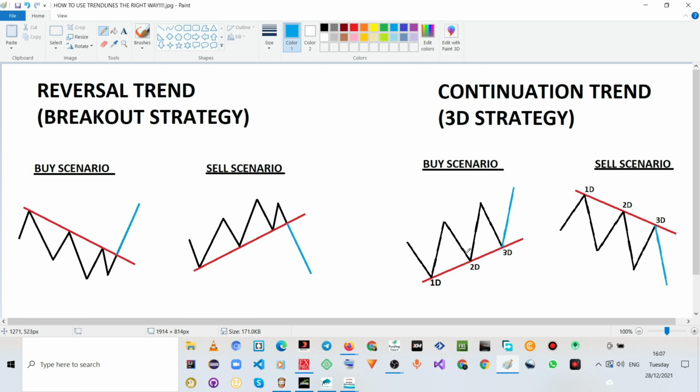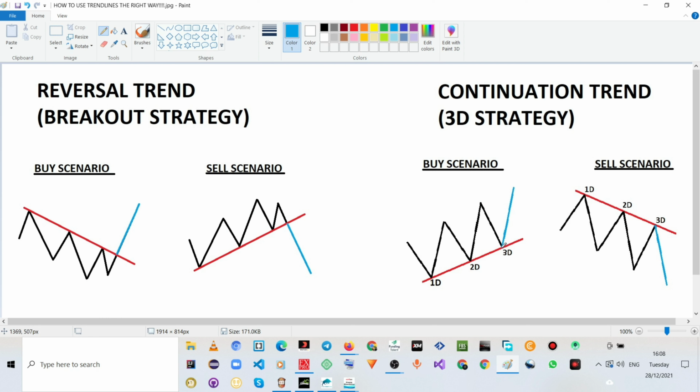This is the market in black that's trending, that's continuing to trend in the upward direction. Then you can see it makes the first drive on the trend line, then another drive here, then it makes the third drive. That's the one we're going to be making our money on. So that's for the buy scenario.